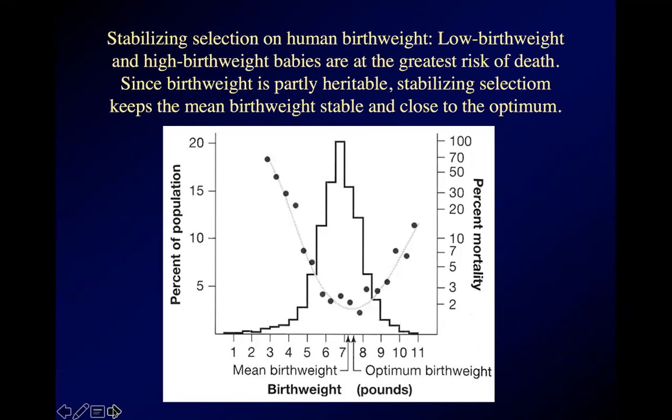Birth weight does seem to be partially heritable. So if you're a very large baby, you have an increased chance of dying and you won't pass your genes on. If you're a small baby, you have an increased chance of dying and you won't pass your genes on. If you're in the middle, you've got the greatest chance of survival. And whatever genes you've got that might influence birth weight, you have the greatest probability of passing those on. So that's stabilizing selection, selection that favors the mean and does not favor either extreme.